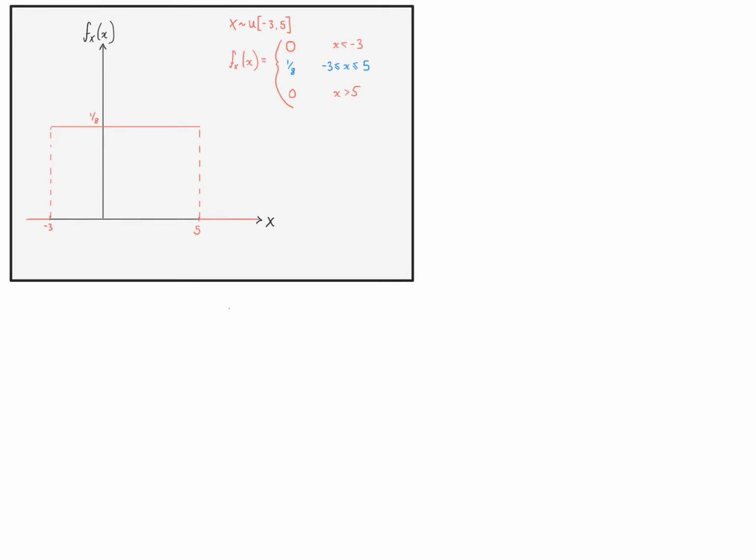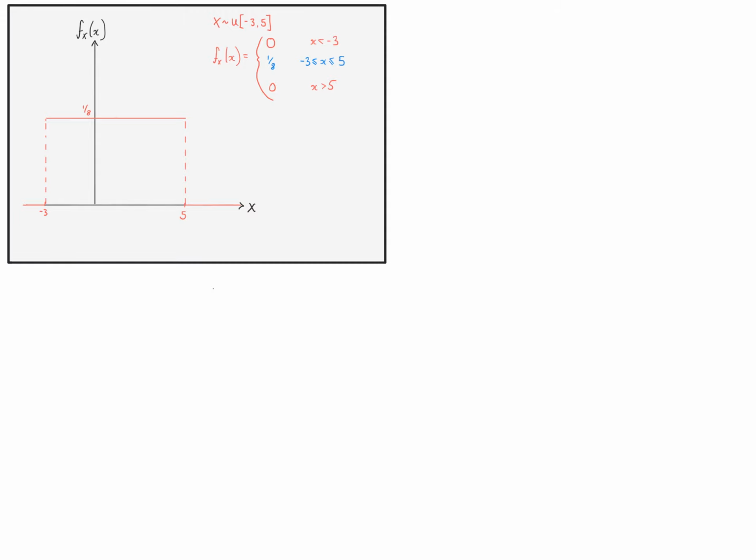Now we can use this to find the expectation and the variance of x. Now remember, the expectation of x for a continuous random variable is equal to the integral over the full range that x can take of the individual outcomes of x times the probability density function. Now we're going to need to split this into three parts: the part between -∞ and -3, where the probability density function is 0, the part between -3 and 5, where the probability density function is equal to 1/8, and the part greater than 5, where the probability density function is 0 again.